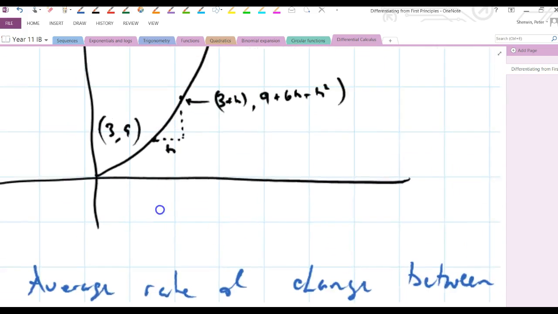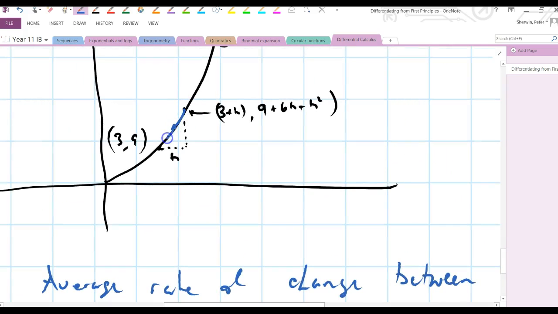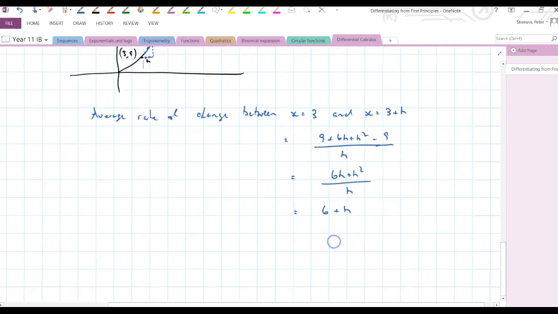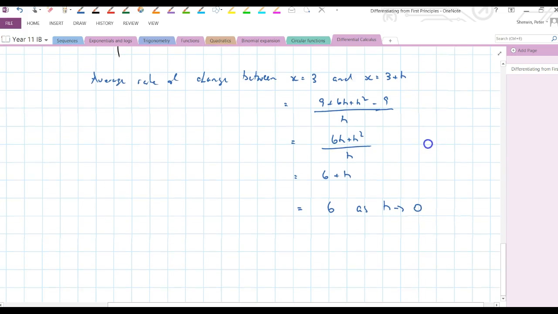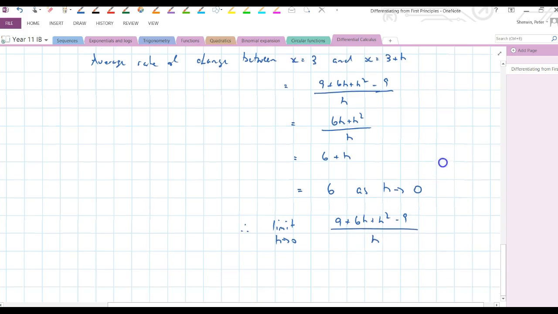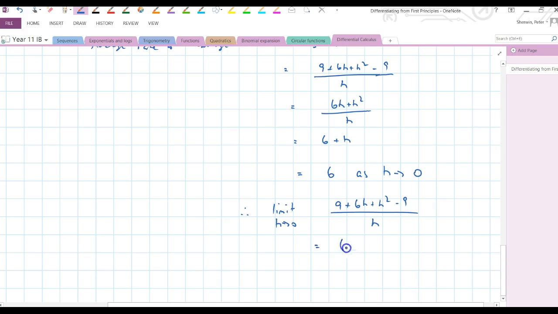But what's the goal here? The goal is to bring this right down, isn't it? Keep going, keep going. So what's our value of h heading towards? It's heading towards 0. So as h gets towards 0, or ridiculously small, my rate of change, my gradient, heads towards 6. So we say it's equal to 6 as h tends towards 0. And so what we write that up as is therefore the limit as h tends towards 0 of my 9 plus 6h plus h squared minus 9, my original rise over run. Once I've worked it all out, the limiting value is equal to 6.